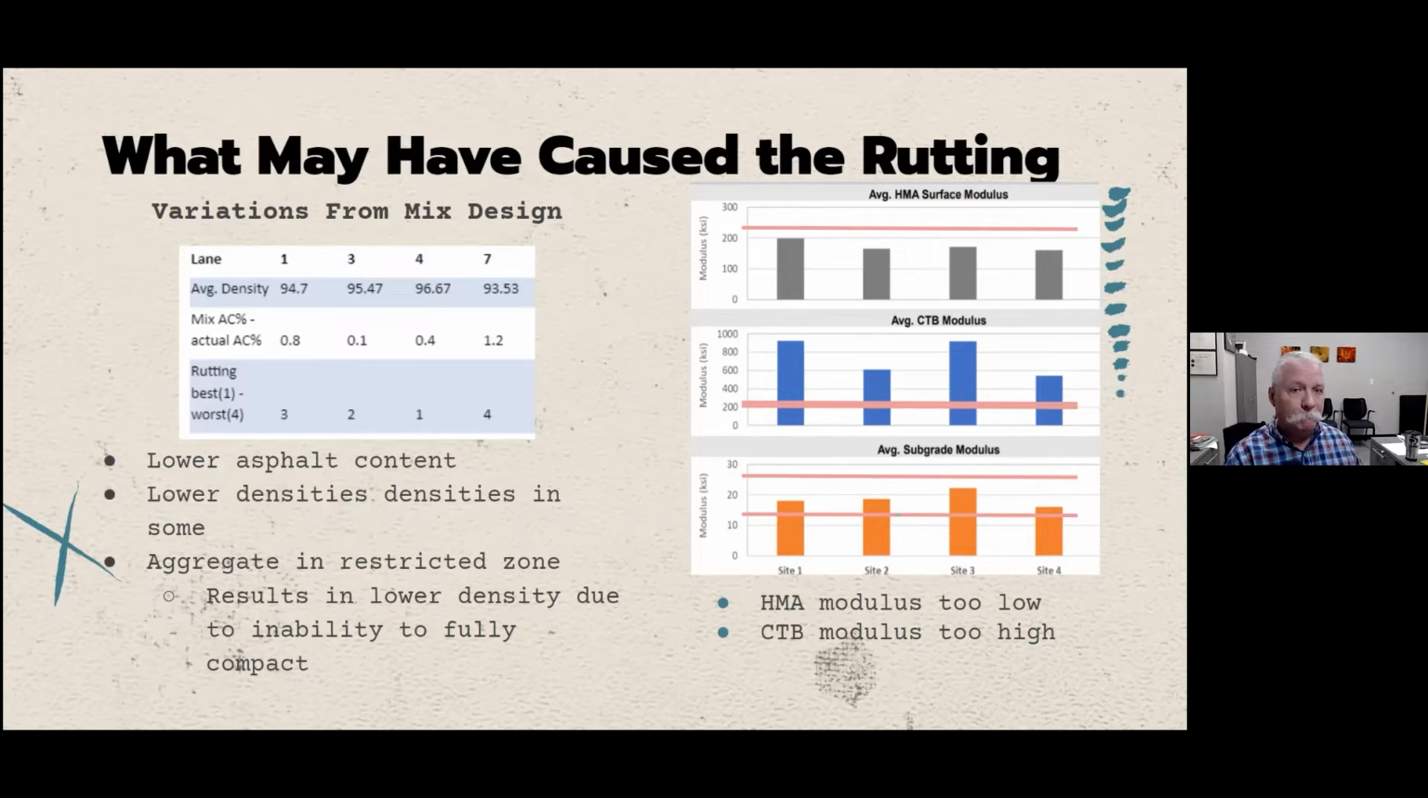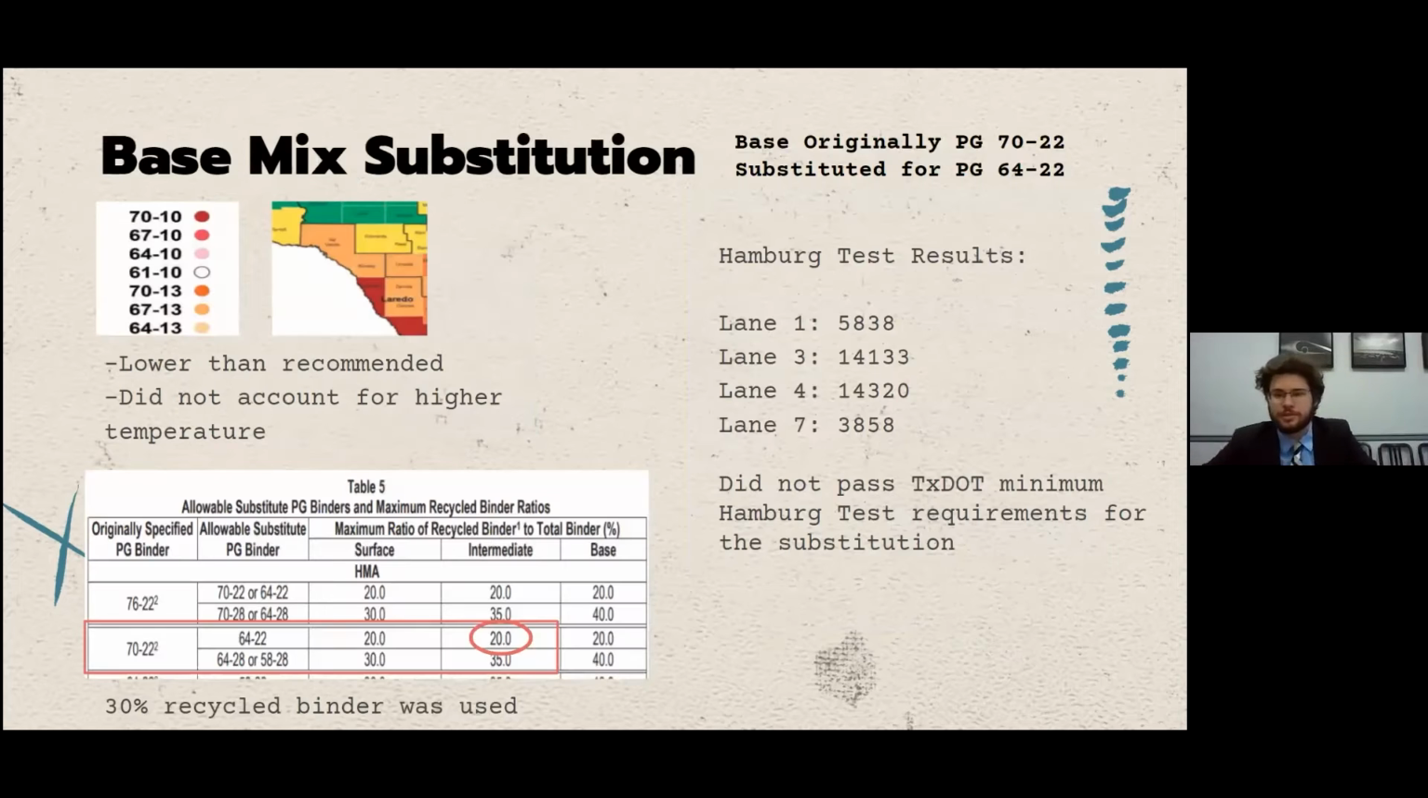On the right side, based on the FWD data, they back calculated the moduli for each layer. The surface modulus, the HMA, is lower than what was in the design moduli. And the CTB, which is cement treated base, is too high. There was also a base mix substitution. It was originally specified to be a performance grade 70-22, but it was substituted for a 64-22. The counties that this highway runs through actually have higher recommended performance grades, so this may have caused cracking since it was lower than it was supposed to be.